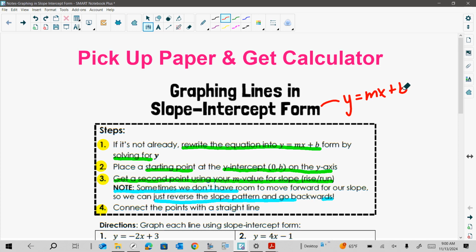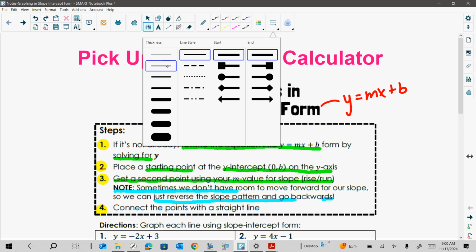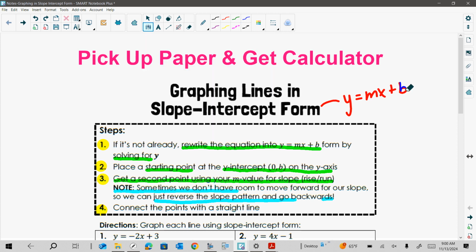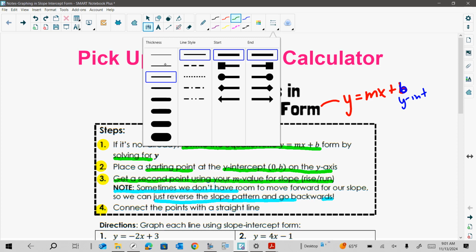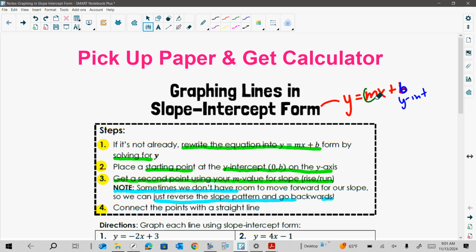Now, when we have it in this form, the key parts are the b. Okay, that is our y-intercept. That's the point where it crosses the y-axis, touches the y-axis. And then the other item that's important, and I always circle what's in front of x. I always circle the coefficient of x because that is the slope.